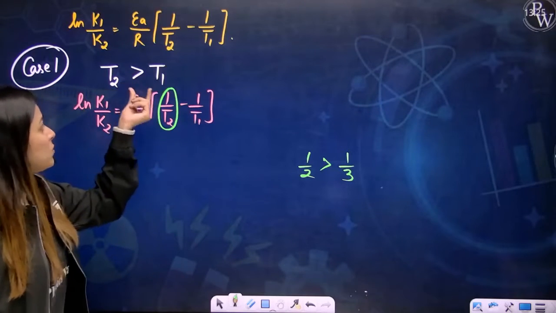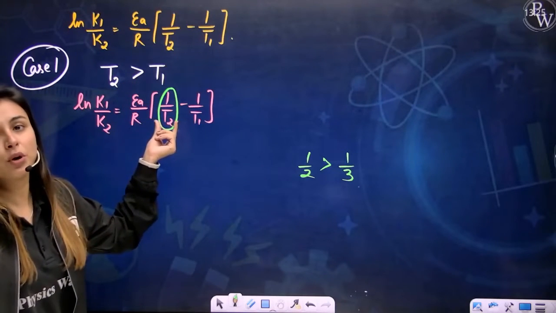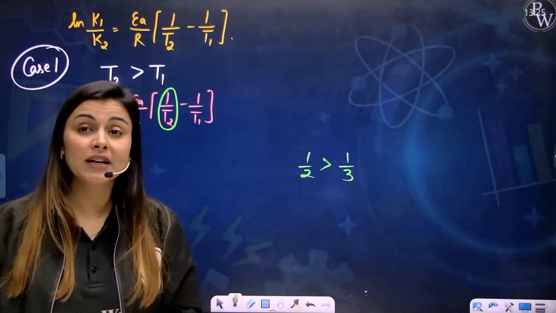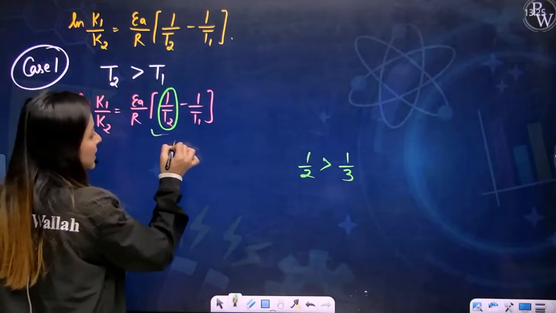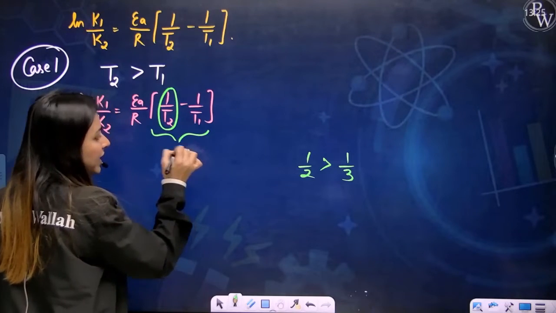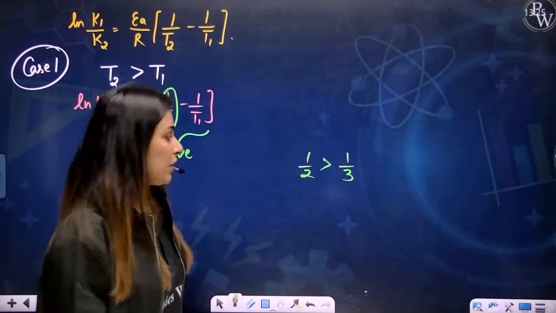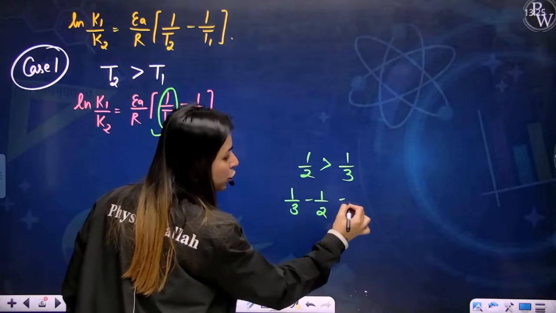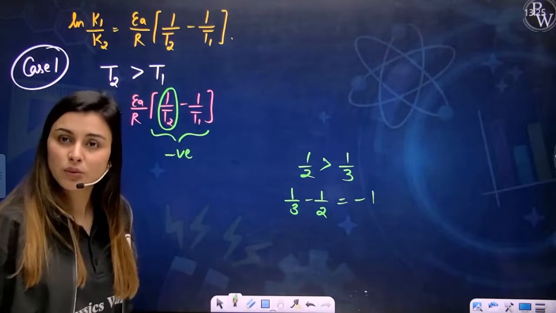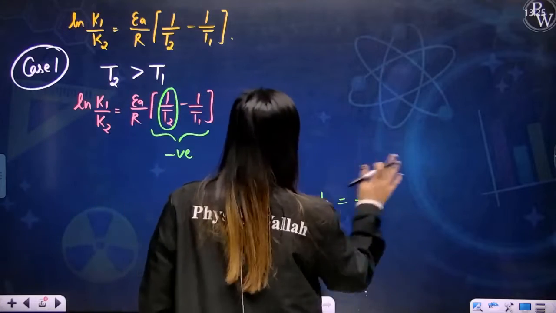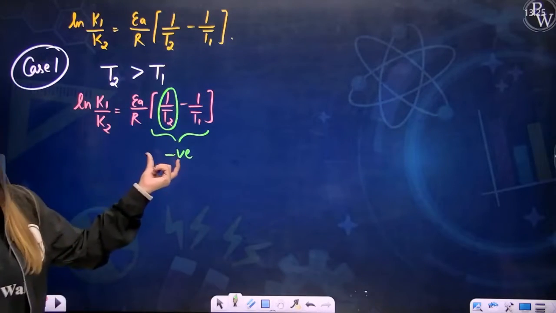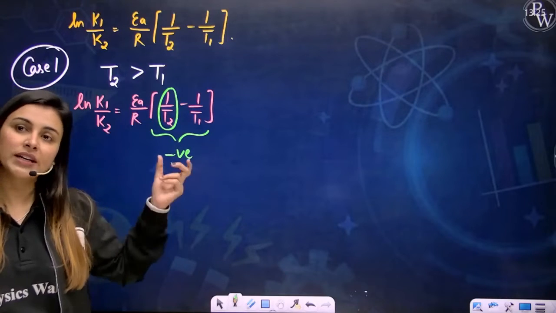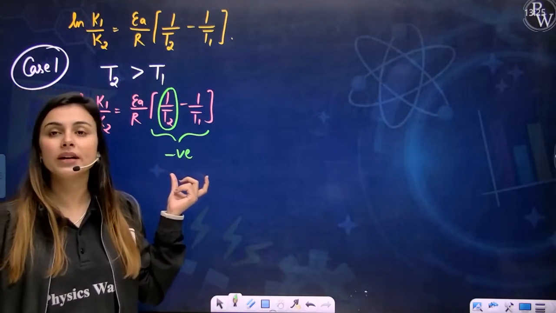So if T2 is more than T1, then can I say that 1 upon T2 will be less than 1 upon T1? Yes, ma'am, it will be less than this. Can I say that this whole value will come out to be a negative value? If you subtract 1 upon 3 minus 1 upon 2, it will give you some negative value. Yes. So exactly like this, my dear students, I just use the concept of math. I haven't calculated it, but I know that this value will come out to be negative.